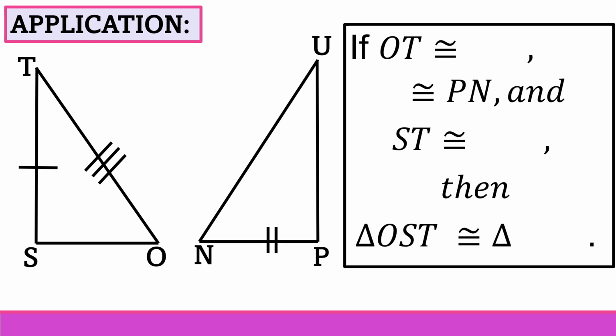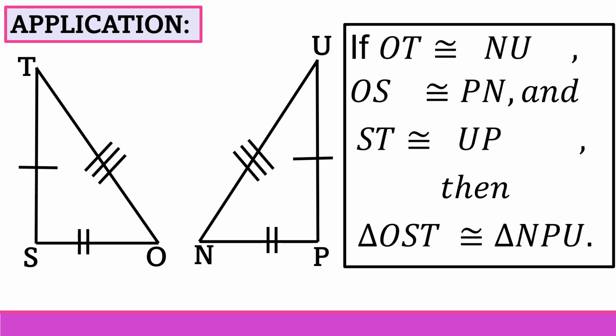Now, let us have this illustration here. So you are going to complete the marks in the illustration and then give the corresponding statements there. So, OT corresponds to what side? What side corresponds to or is congruent to side PN? And what side is congruent to side ST? So what triangle now is congruent to triangle OST?